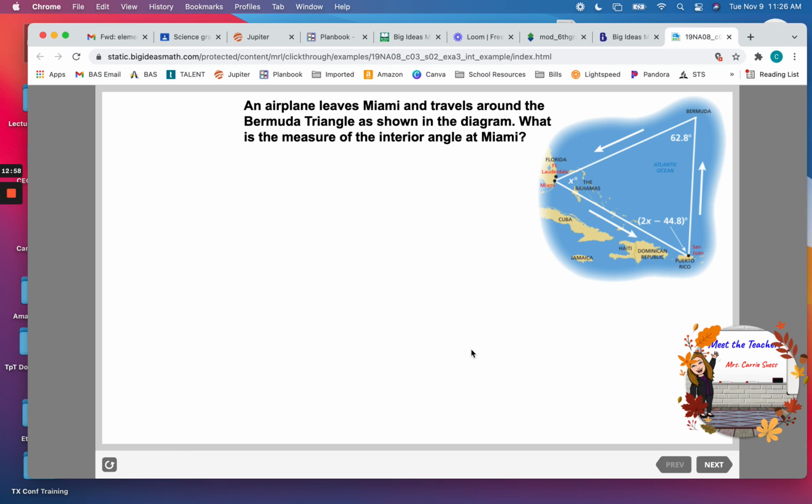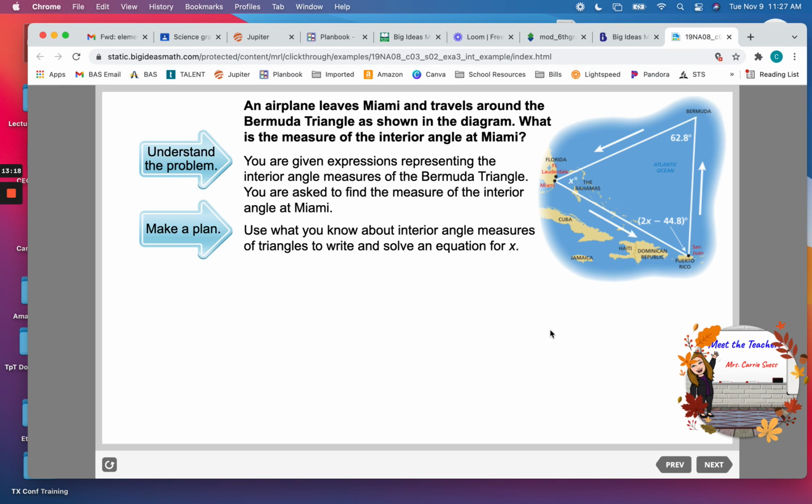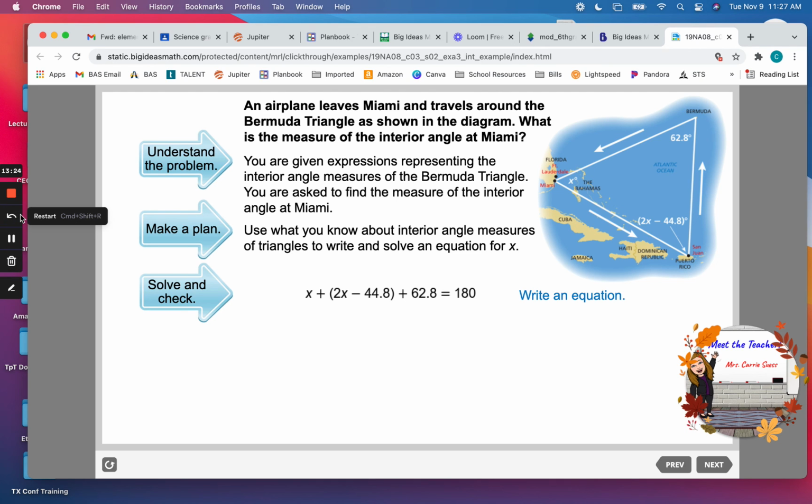Set it up. X plus 2X minus 44.8 plus 62.8 equals? 180. Very good. Thank you for participating. Okay, so X plus 2X minus 44.8 plus 62.8 equals 180.